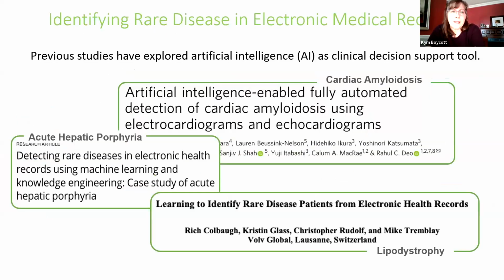And so there have been examples in the literature of how artificial intelligence or machine learning has supported clinical decision-making. You can see a couple of examples there. Most of the examples in the literature really have focused on a very specific disease, such as cardiac amyloidosis or porphyria or the lipodystrophy example that we have there, where they are using very deep phenotyping knowledge from the electronic health record to identify a single disease. And often these patients are being identified in this fashion because there is disease altering treatment that is available, and so being missed is a big deal.